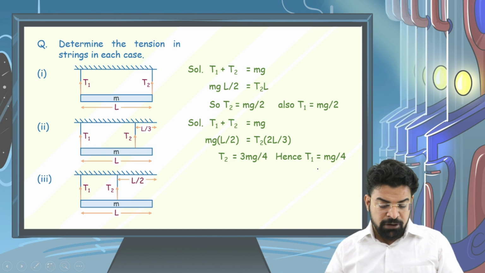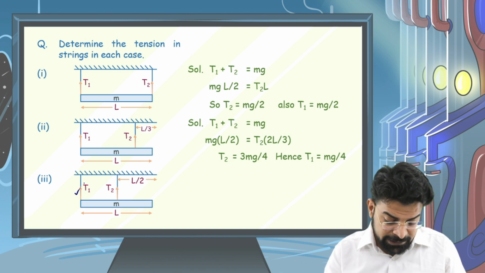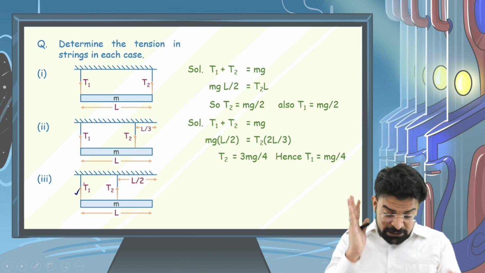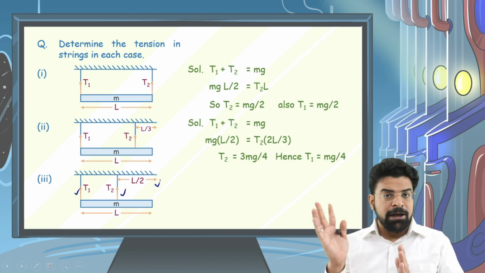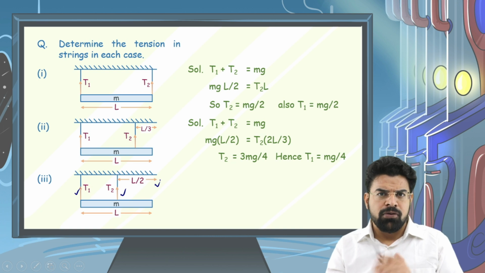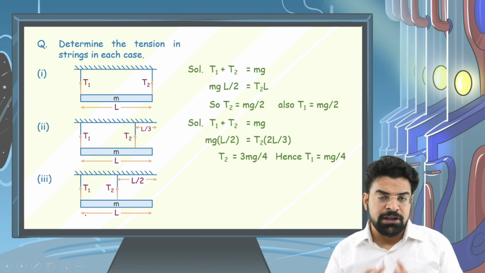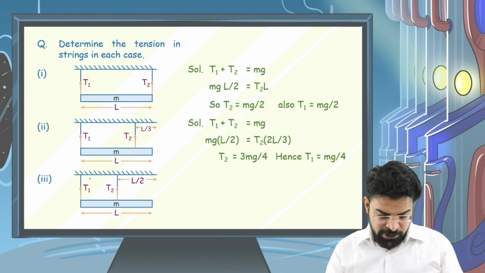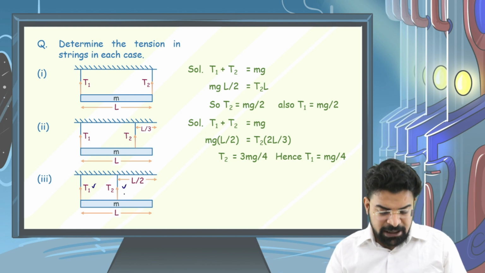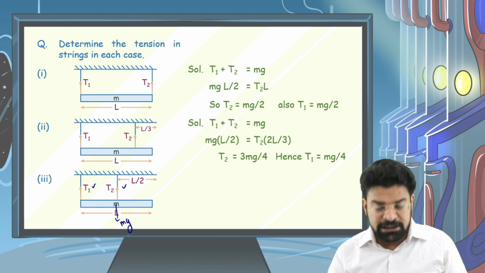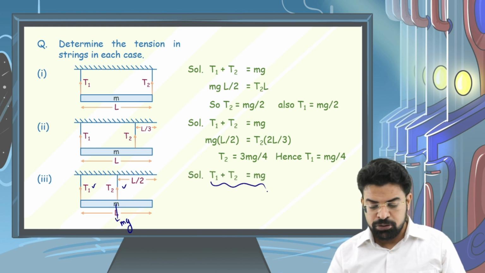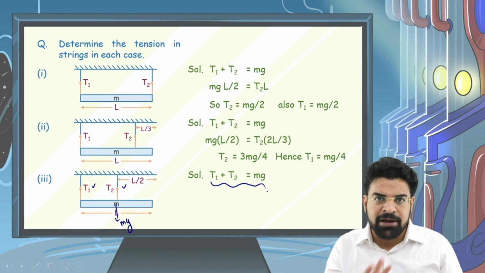Now let's say you have got this case. So one string is connected at the end and the second string is connected at the center, so at distance L by 2 from the end. Now the question is, what will be the tension in both the strings? So you will say, sir, see simply. We know that there are three forces acting, T1, T2 and mg. From the force balance equation, we can say T1 plus T2 has to be equal to mg. That same equation I have made in all three.